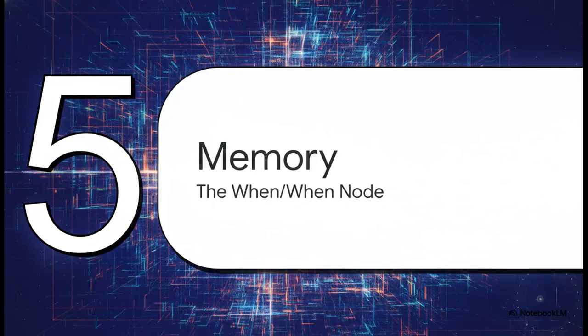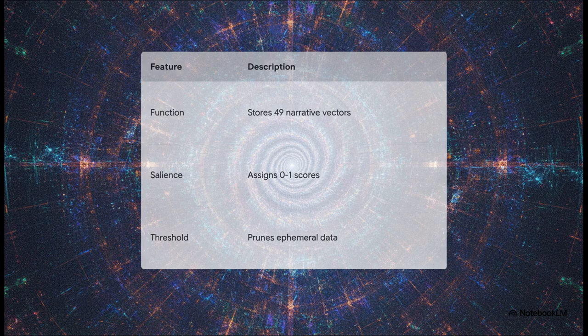Moving to Section 5, memory. Specifically, the when node. So how does this synthetic mind actually remember things? Well, the architecture uses the when-ender section as a narrative compression engine. It stores a sequence of 49 vectors that represent the state of the shared narrative. During the transform phase of its breath that we talked about earlier, the system assigns a salient score between 0 and 1 to each node.